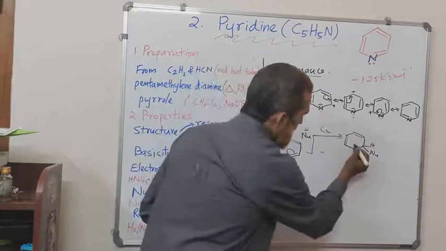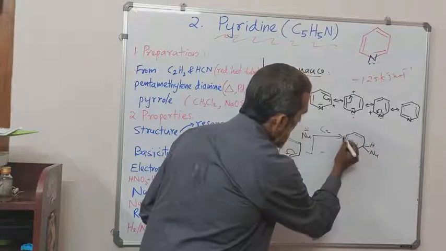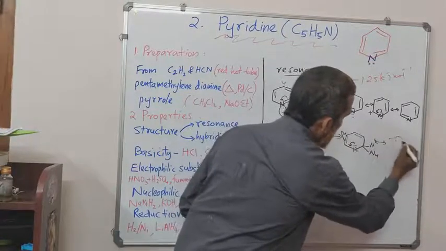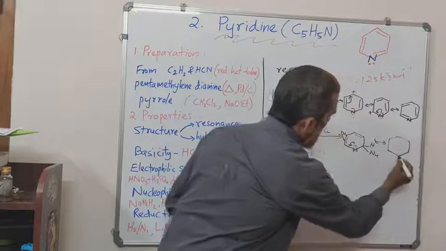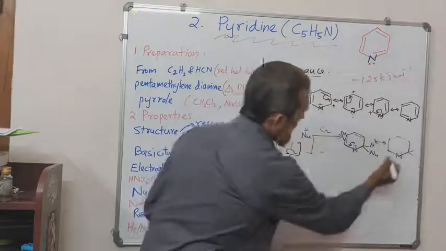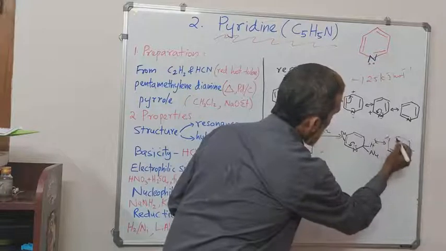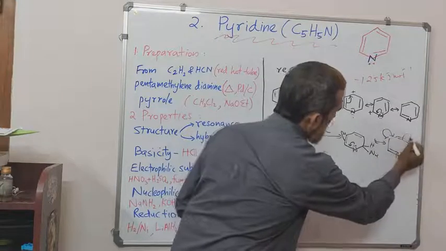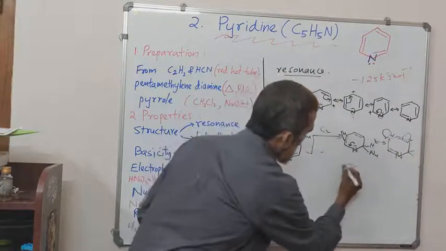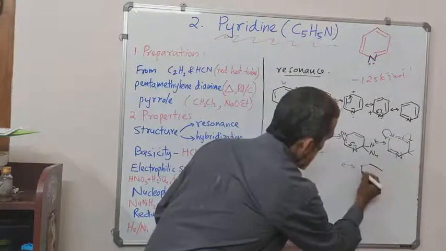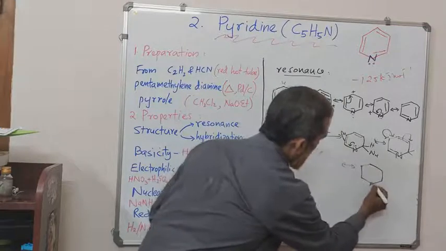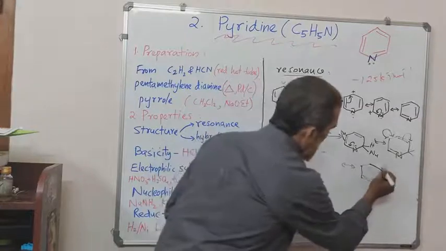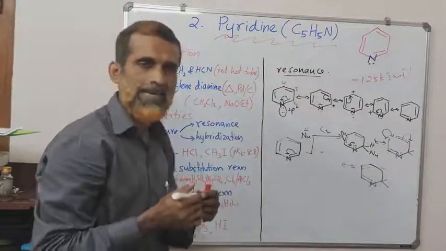And the next structure, this will be moving to this carbon. You get the next structure, that will be a double bond here and negative charge here, and this double bond here. The next will be, this is moving, you get the third structure, that is, you get now a double bond here and negative charge here. You get three structures here.